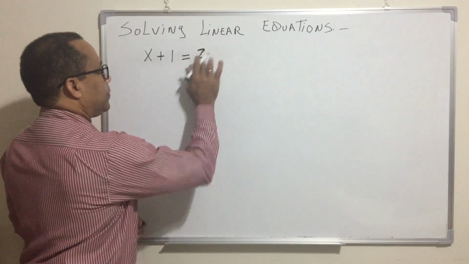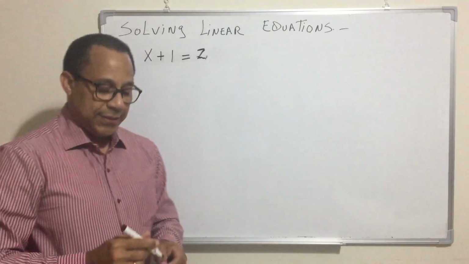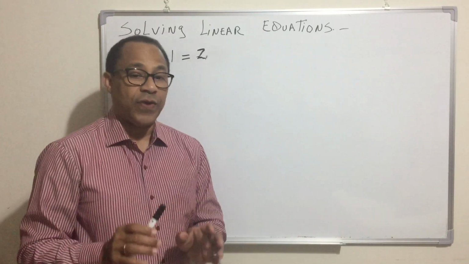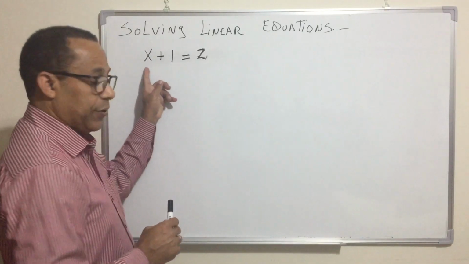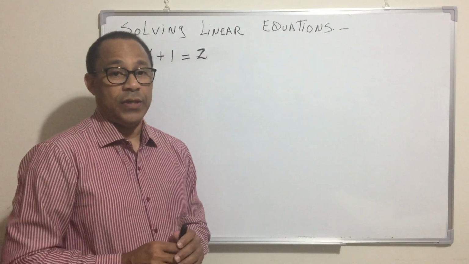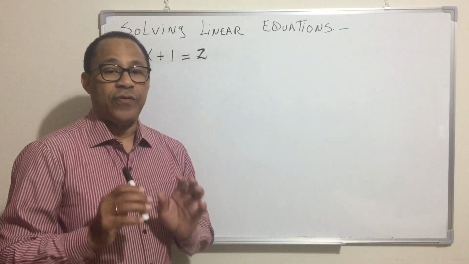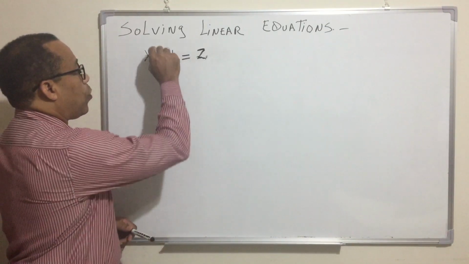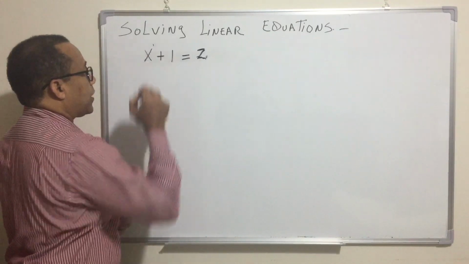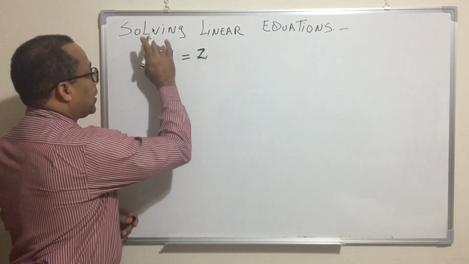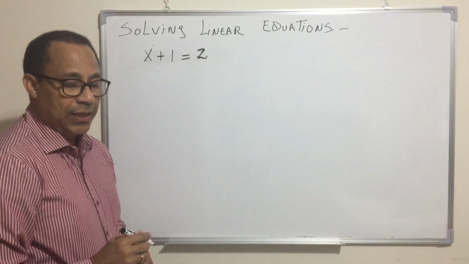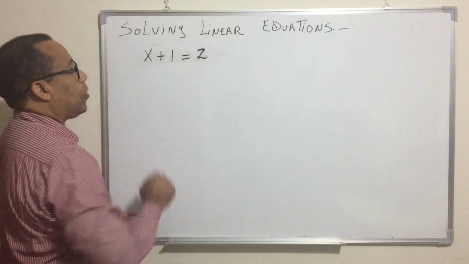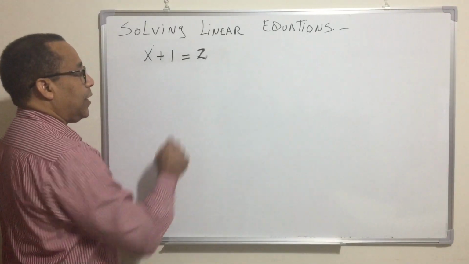So, number 2. What is the objective of solving an equation? It is to find the value of the letter. The name of the letter in an equation is a variable. This x is the variable, and the exponent of the variable is equal to 1. When the exponent is not written, it is always 1. So we need to find what number plus 1 equals 2.